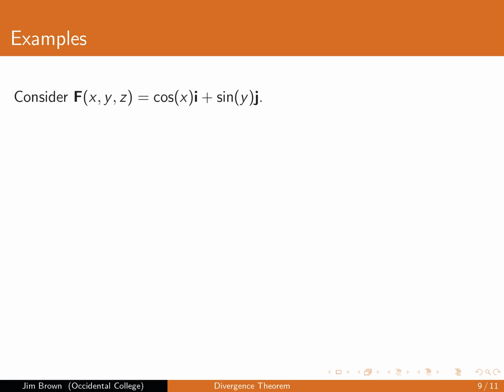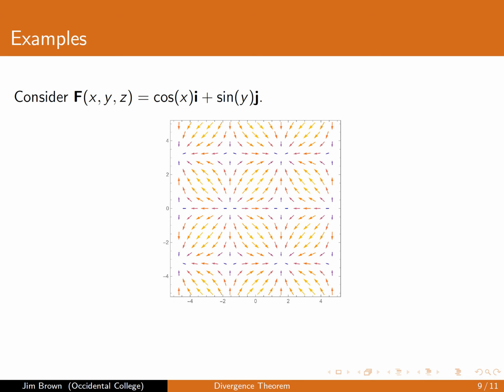So now let's take a little bit more complicated of a vector field. Let's take our F here to be cosine of x i plus sine of y j. So this looks something like this for the vector field. And we can see there's a lot going on here. In some places it looks like it is spreading out, in some places maybe it's not spreading out.